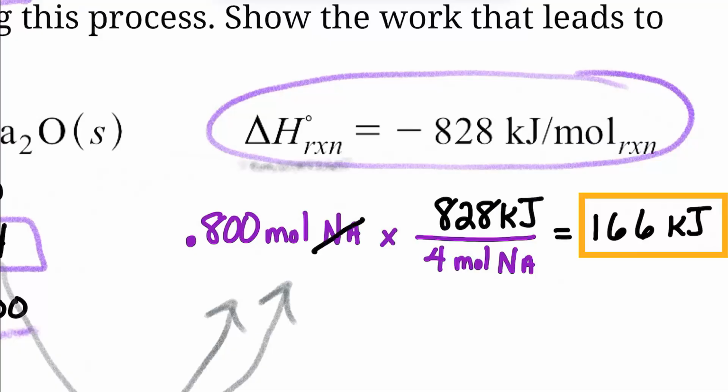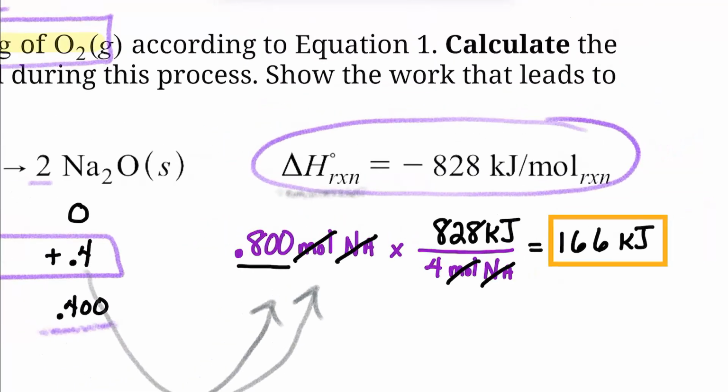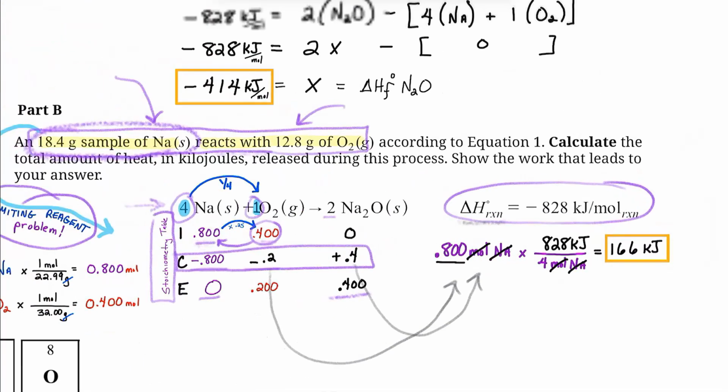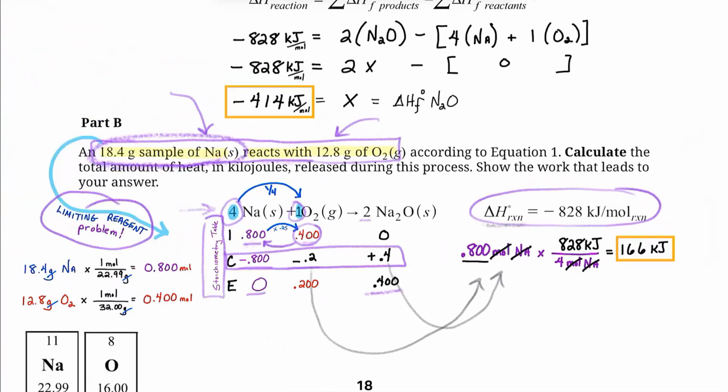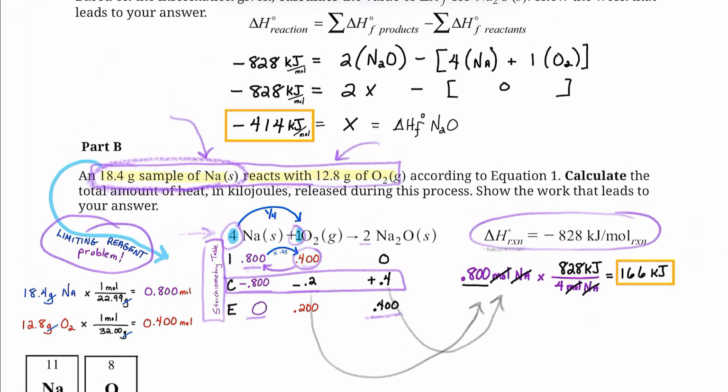Now I'm going to cancel to make sure everything's correct. I'm going to get rid of my sodium to get my energy. So this is stoichiometry, and then we're going to get rid of a mole. All I'm going to do is take my 0.8 times this 828 kilojoules, divide by 4, and I get my 166 kilojoules. So again, nice little problem: we needed to figure out the limiting reagent first, and then understand how complete these reactions are, and use that value to answer the energy.